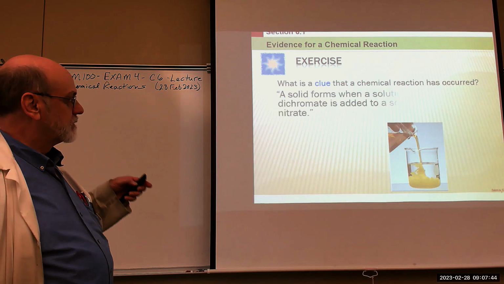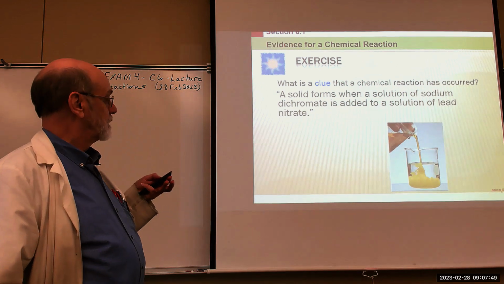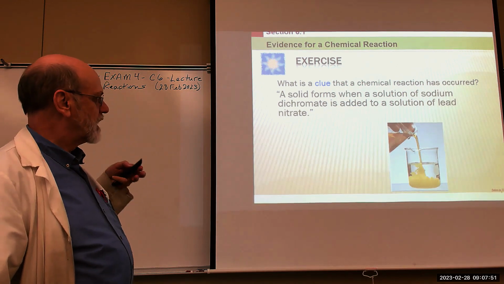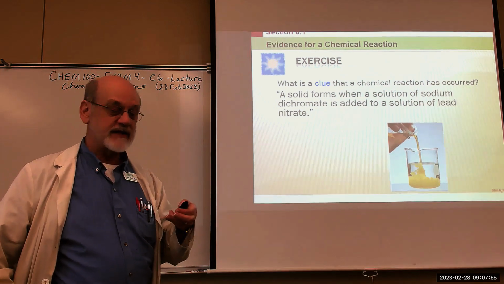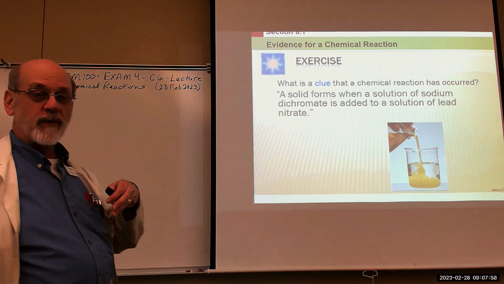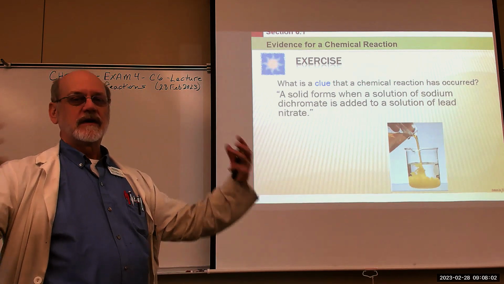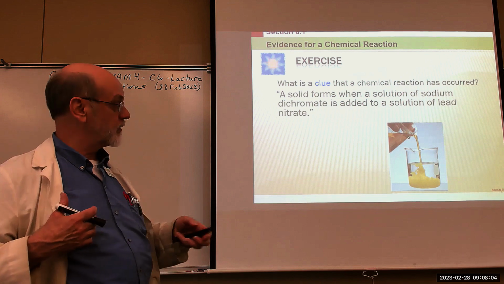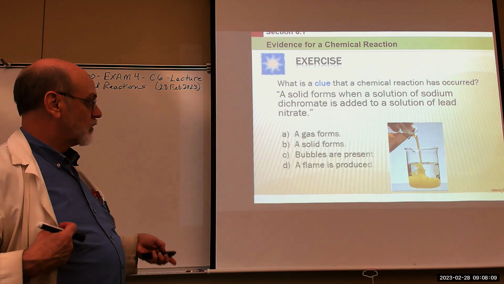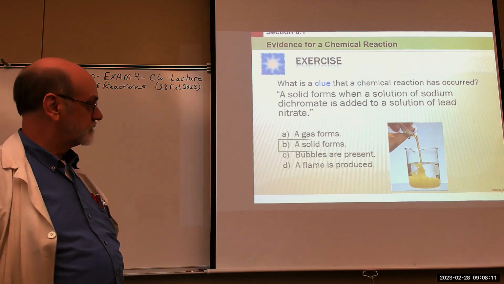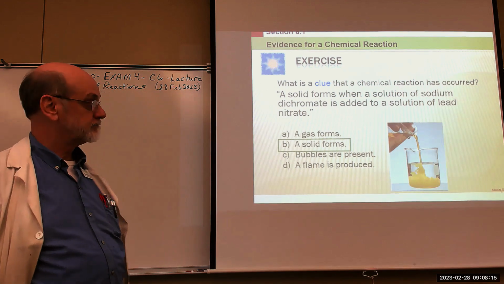Here we're adding a solution of sodium dichromate, and we're combining it with a solution of lead nitrate. And in that case, the lead and the chromate combine. They're separate before we add the solutions together. Then the lead and the chromate get together and they form this yellow precipitate. So what we're doing there is forming a solid. That's more evidence that a chemical reaction has occurred.